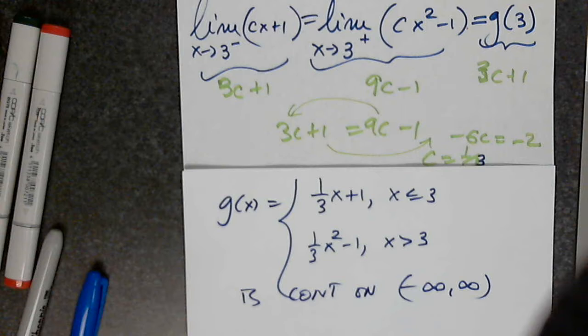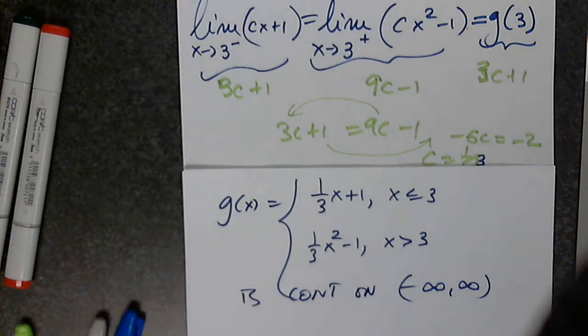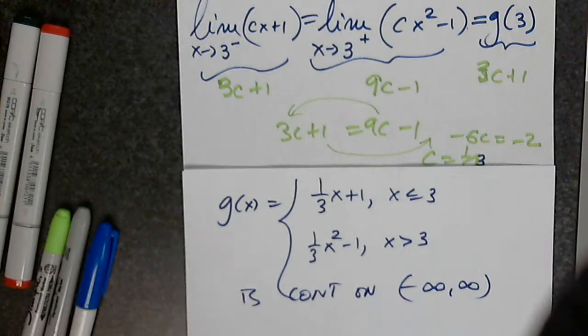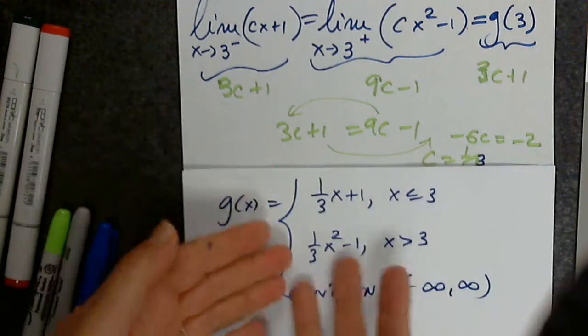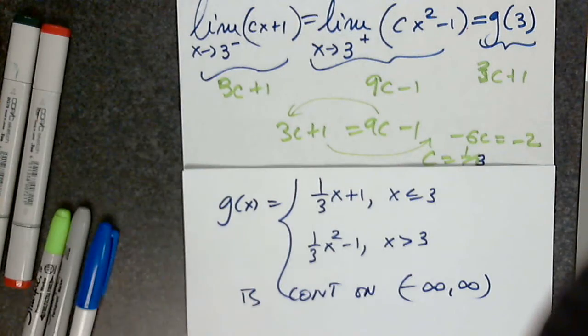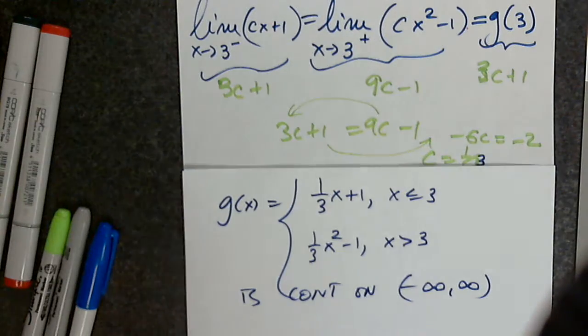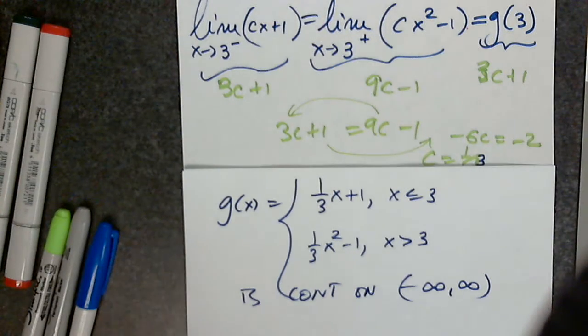But now, because we stated the continuity at the point, we came up with an equation that allowed us to determine c by solving it. And now it's guaranteed that this function is continuous everywhere. Very good. Now, I would like to talk about the intermediate value theorem. Any questions?